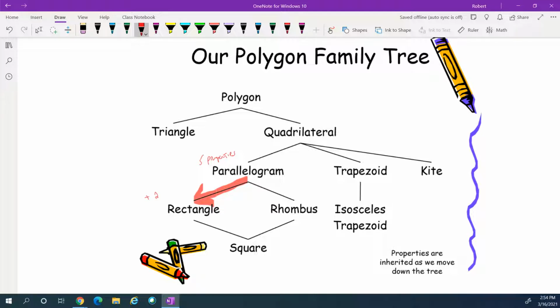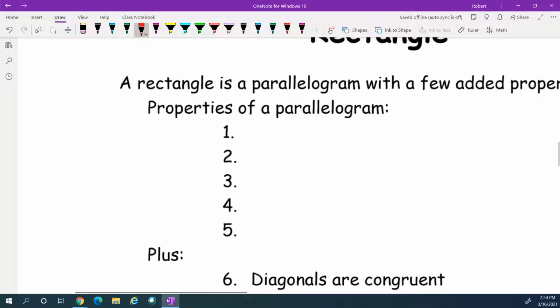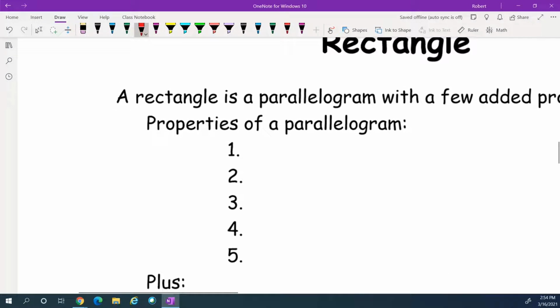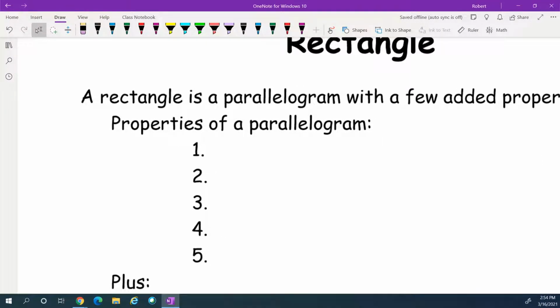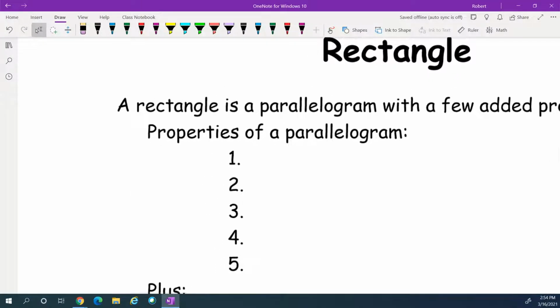It's really important that we know those 5 properties of a parallelogram. So let's review those, and we can keep all of our properties in one place for each shape. So a rectangle is a parallelogram. So let's review those properties of a parallelogram.